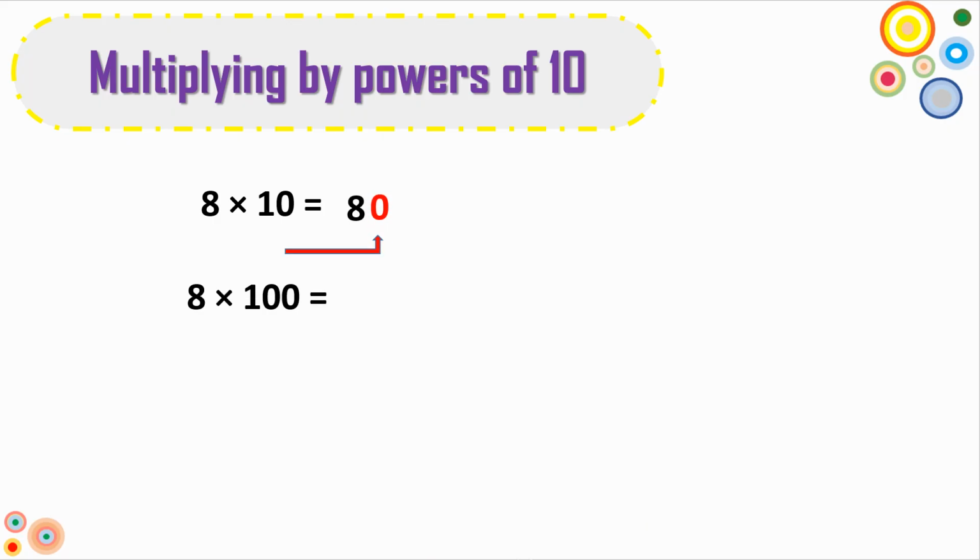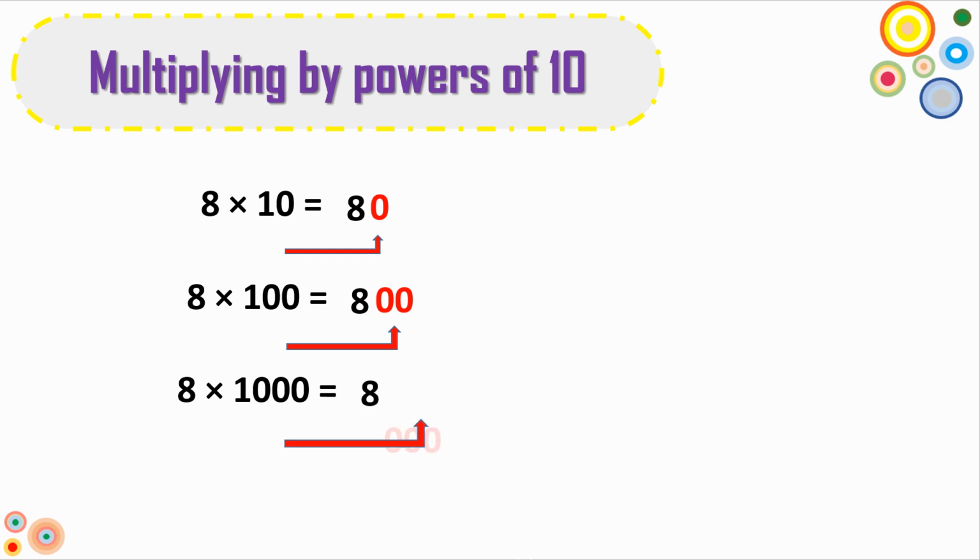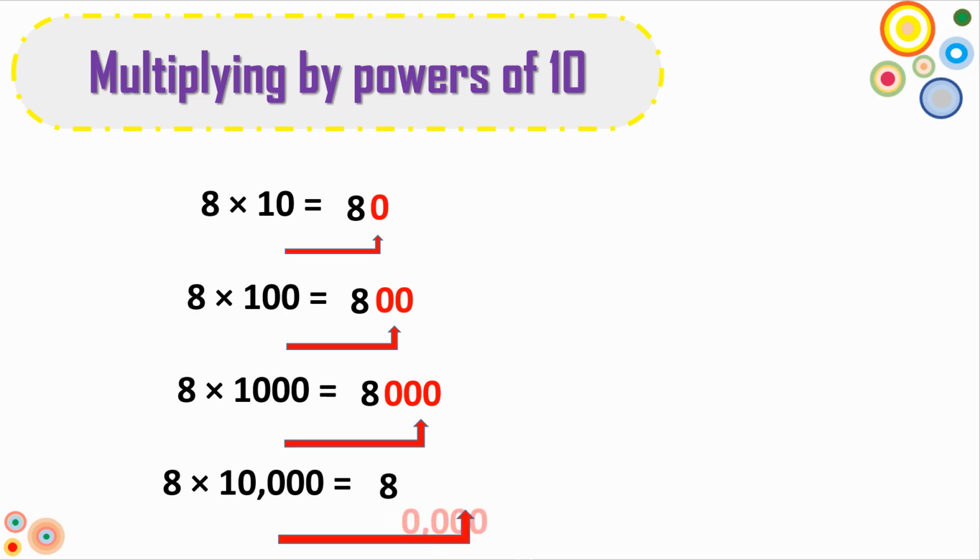0. Okay, times 100. Yes, drop 8 and how many zeros? 2. Excellent. 1000. So 3 zeros now. 8 and put 3 zeros. 10,000. 8 multiplied by 10,000. How many zeros do we have? In 10,000 we have 4 zeros. 4 zeros and drop what? 8. Excellent.